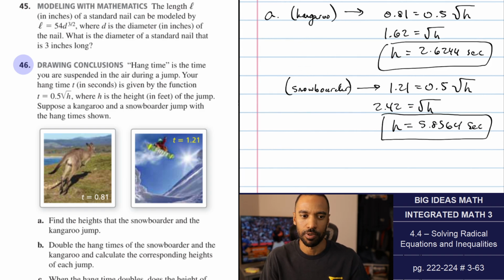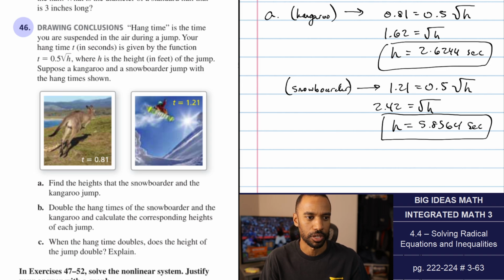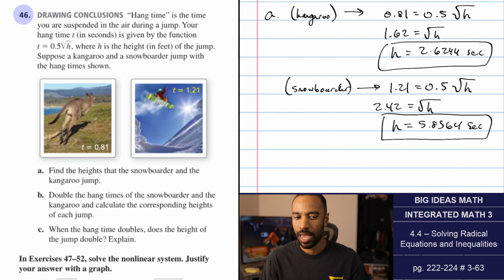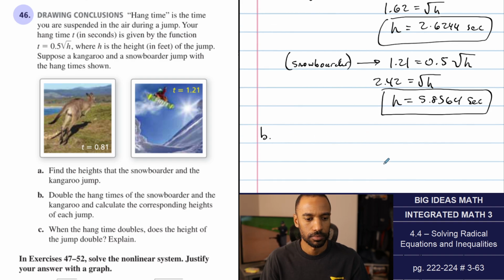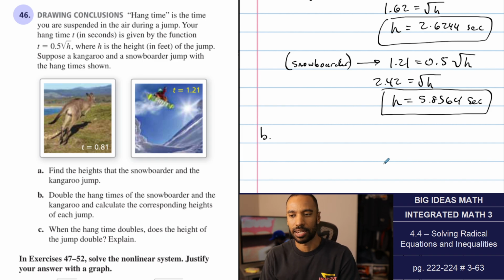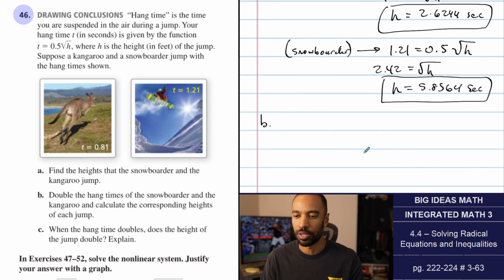Remember, it's gravity that's involved. It doesn't matter what kind of animal you are. Part B: double the hang times of the snowboarder and the kangaroo and calculate the corresponding heights of each jump. Okay, so part B, double the hang times t, and then calculate the heights. I know where this question is going.